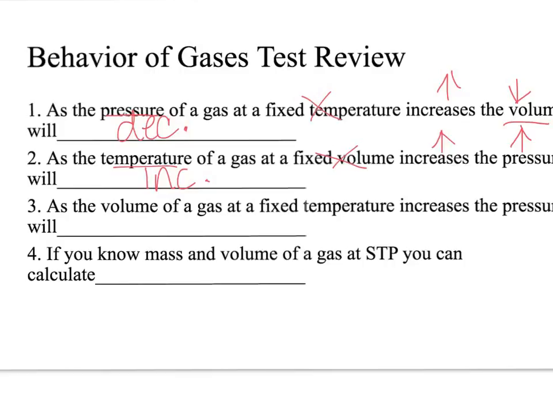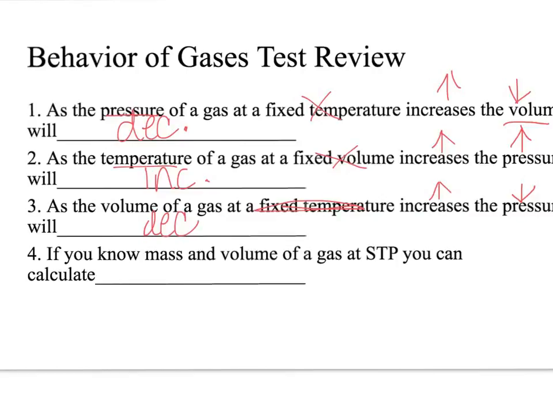And then number 3, the volume of a gas at a fixed temperature means we're going to ignore the temperature. The volume of a gas at a fixed temperature increases. What's going to happen to the pressure? They are indirectly proportional, or inversely. So if the volume is increasing, then the pressure is going to decrease. So we would need to put decrease here.